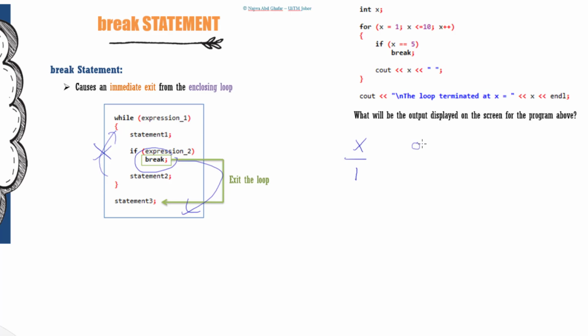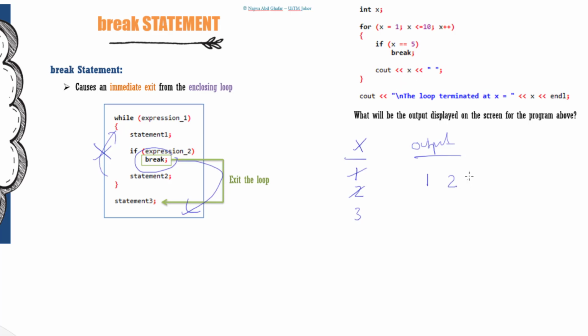So this will be our output. It will display x, so x is 1, and then we have a space, and then it goes back up, x plus plus, this now becomes 2. Is 2 less than or equal to 10? Yes, it will go inside. It will check if x equals 5, no, so it will display 2. Then it will go back up, x plus plus becomes 3, which is also less than 10, so is this true?